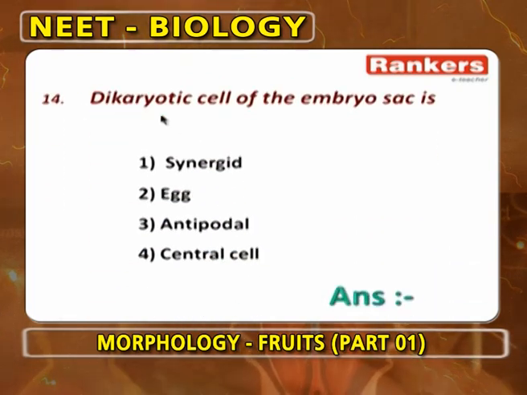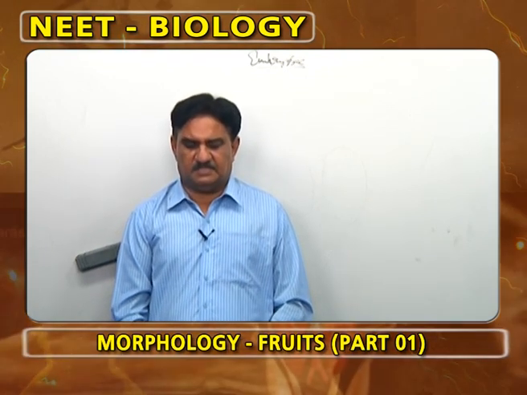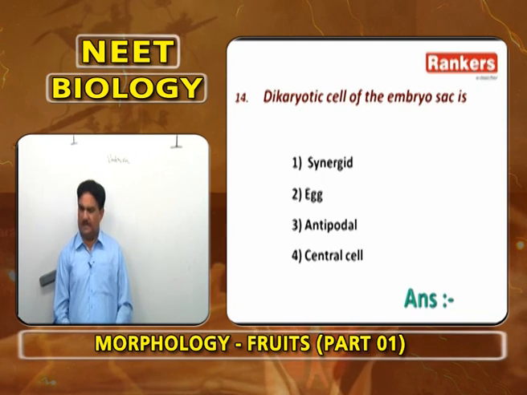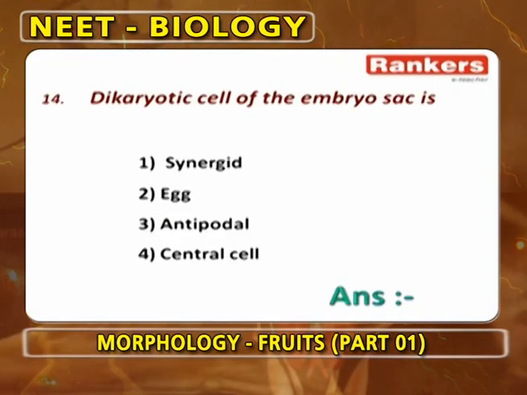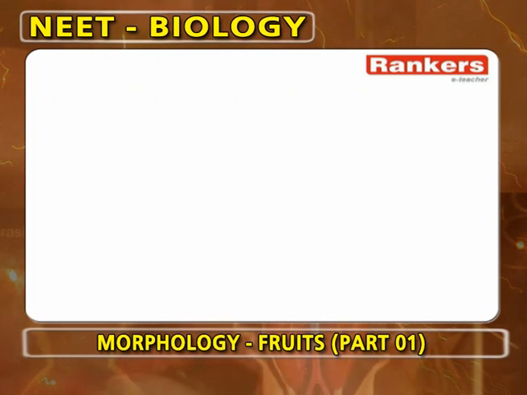Next, dikaryotic cell of embryo sac. Dikaryotic cell of embryo sac means a cell which shows two sets of chromosomes. For this, the answer is 4, central cell, because synergid is haploid, monokaryotic cell. Egg cell is haploid, monokaryotic cell. Antipodal is haploid, monokaryotic cell. Only central cell, which is formed by the fusion of two polar nuclei, is the dikaryotic cell of embryo sac.